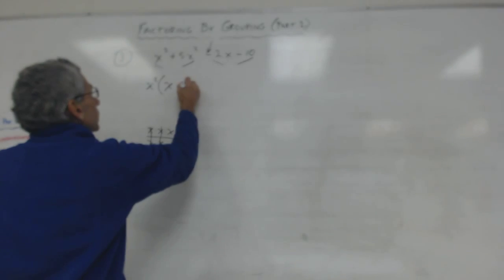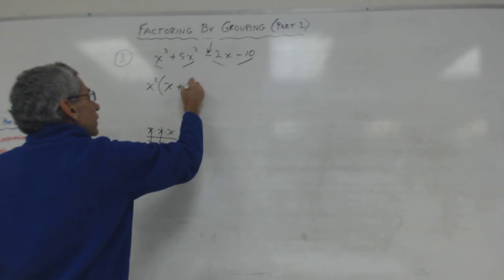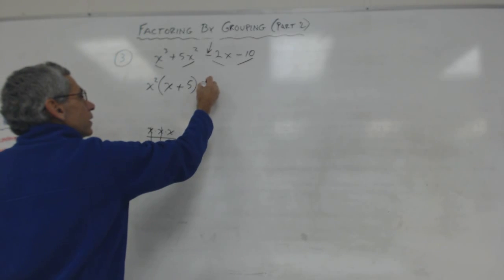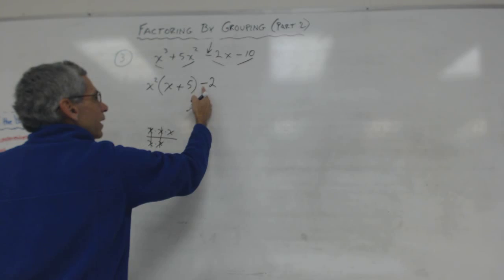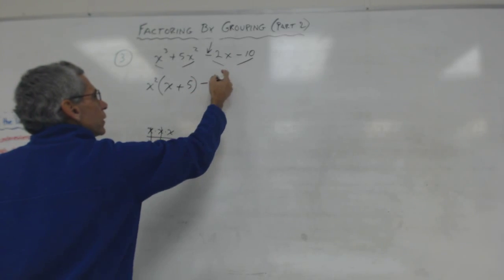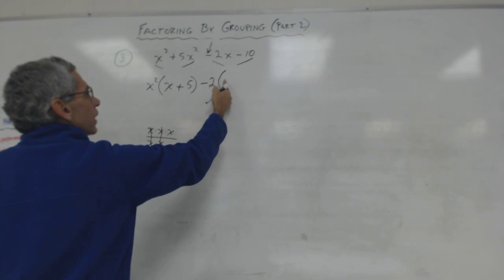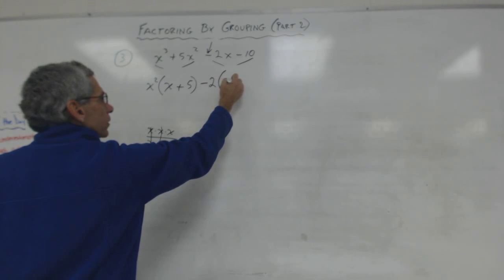Plus, and then the only thing that comes out is the x squared, so I still have my 5 left over. Now I've got this minus sign. What can I take out of the 2 and the 10? 2. Okay, but as soon as I put this parenthesis, it's not just minus 2, it's negative 2 times. Negative 2 times what is negative 2x? x, right? 5.